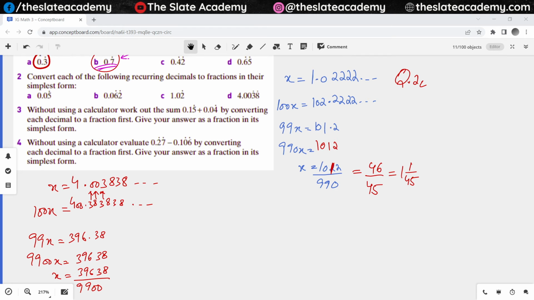Miss Noor, one thing in your answer, you'll have to convert it into a mixed fraction. So this is divisible by 2. It would become 19819 divided by 4950, and then it would become 1 whole 19 by 4950.